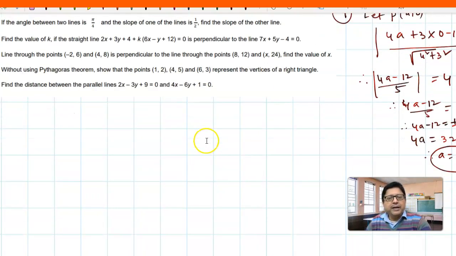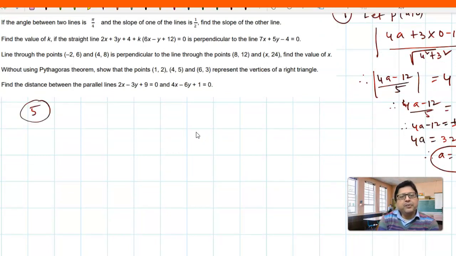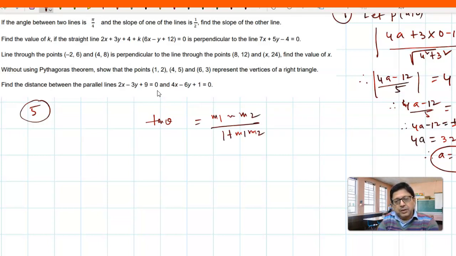Now let us see number 5, how to do it. In number 5, the angle between two lines is pi by 4, slope of one line is given. That angle between two lines formula you know: tan theta is equal to mod of (m1 minus m2) by (1 plus m1 m2). You better put a mod sign, so you always find the positive angle here. So the angle between two lines is pi by 4.